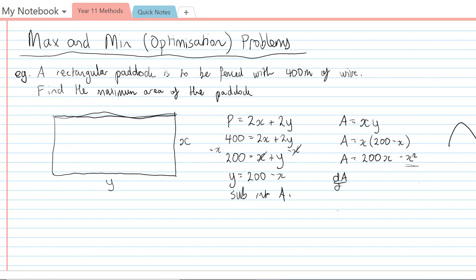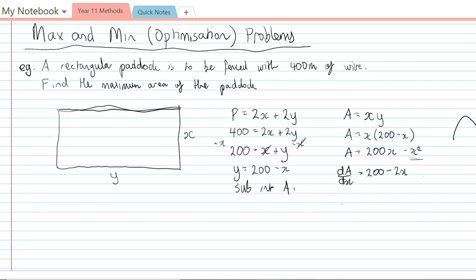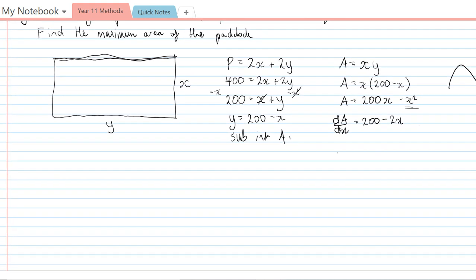So dA/dx is 200 minus 2x. Again, for a maximum, I need to let the derivative equal 0. So let dA/dx equal 0. And if I substitute that in, so 0 equals 200 minus 2x. What I can do is add 2x to both sides. So 2x equals 200. And then dividing by 2 leaves us with x equals 100.